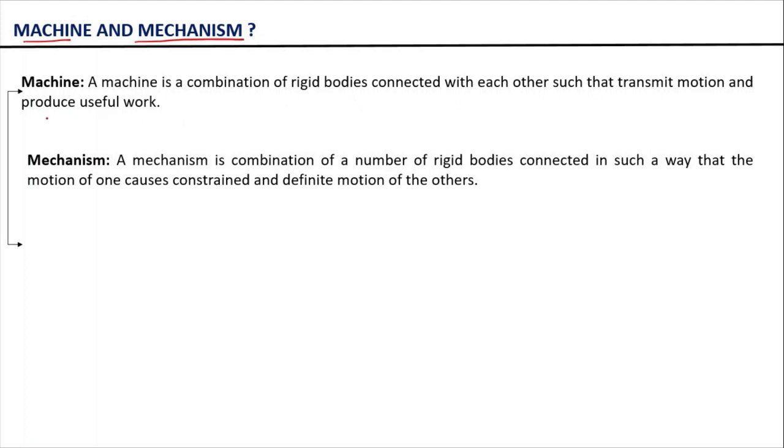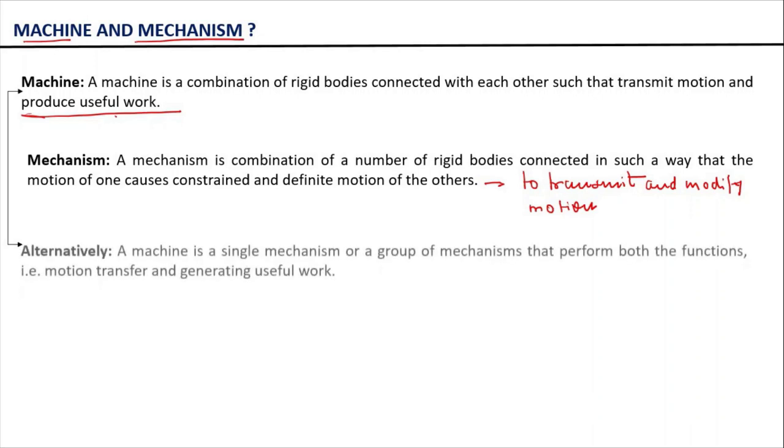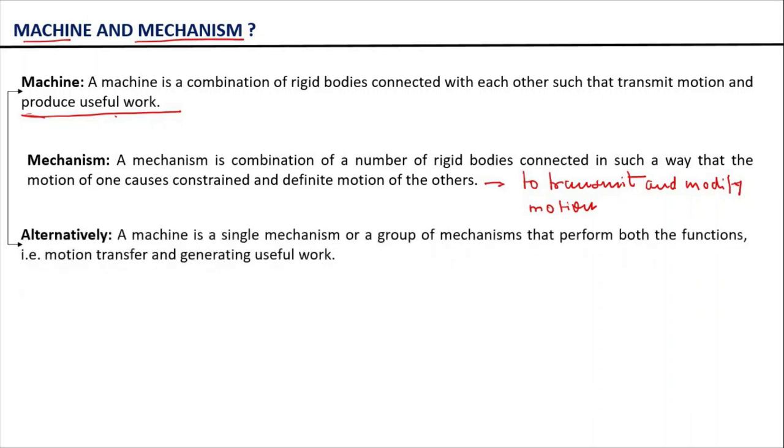A machine will generate useful work also, but if you consider the case of a mechanism, the purpose of a mechanism is simply to transmit motion. That means a mechanism is never going to produce useful work, because that is not the purpose of a mechanism. The purpose of a mechanism is simply to transfer or modify motion.